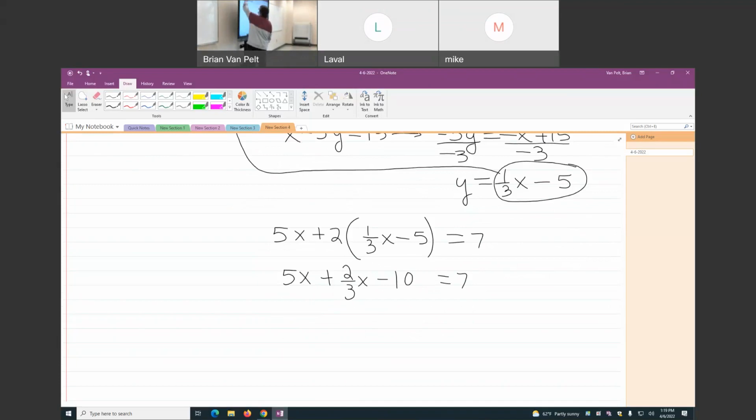We're going to add 10, so I'm going to combine the x's first. So remember this x is 15/3 x plus 2/3 x minus 10 equals 7. I did the 15/3 so they would have a common denominator. I can combine my x's now. So I get 17/3 x.